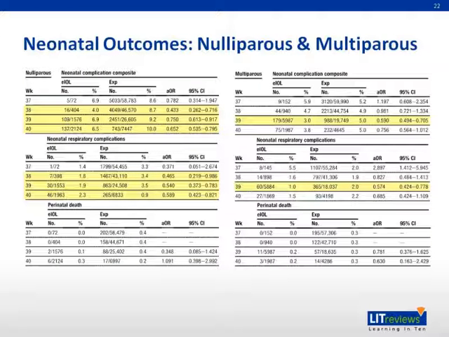This slide shows the secondary neonatal outcomes in nulliparous and multiparous women. As you can see from the slide, the yellow highlights the significant difference between elective induction of labor and expectant management. For neonatal complication composite in nulliparous women, there's a significant difference seen from 38th to 40th week. In neonatal respiratory complications, you also see a significant difference from 38th to 40th week. In multiparous women, there's only differences seen in 39th week. In both multiparous and nulliparous women, there is no significant difference for perinatal death between elective induction of labor and expectant management.